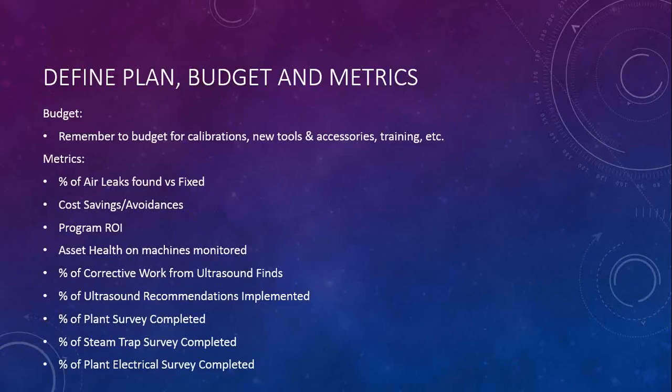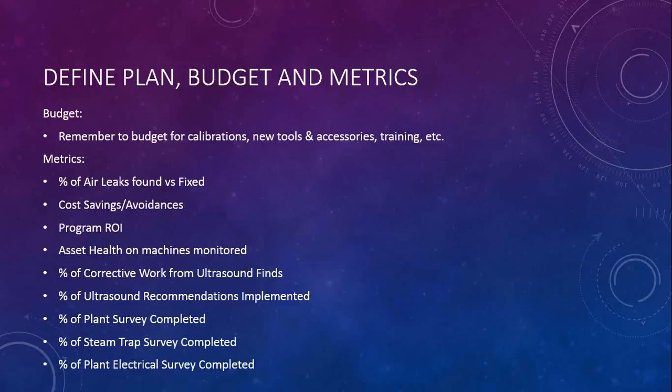Asset health on machines monitored. So what I do here is look at all the PdM technologies that we're using versus all the equipment that we're monitoring, and how many defects are in the system. That gives me an asset health percentage to understand what my asset health is. A percentage of corrective work from ultrasound finds. I like to know what percentage of my PdM versus PM tasks are, so I track some of that. A percentage of ultrasound recommendations implemented. This is something, if I'm doing a project or trying to sell the value, this is one of the first metrics that I would use to make sure that things are being executed on and fixed.